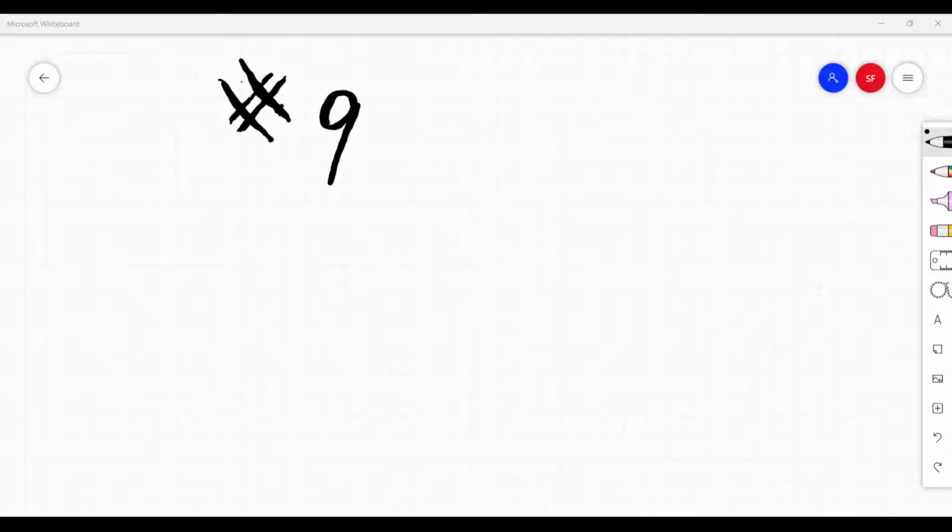Okay, so before I take more questions, what I want to do is number 9. I know we didn't assign it. I should have assigned number 9, because the one or two word problems on your test will be like number 9.